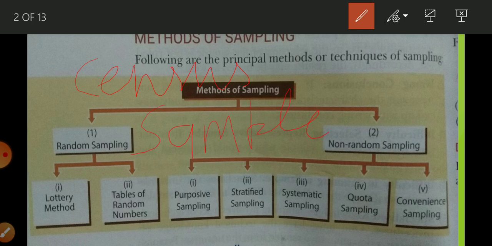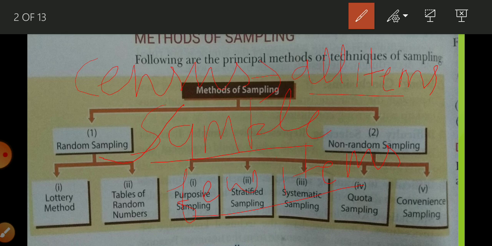So what is census method? When we are going to connect to all items, then it is known as a census method. And what is sample method? When investigator is going to connect only few representative items, then it is known as a sample method.